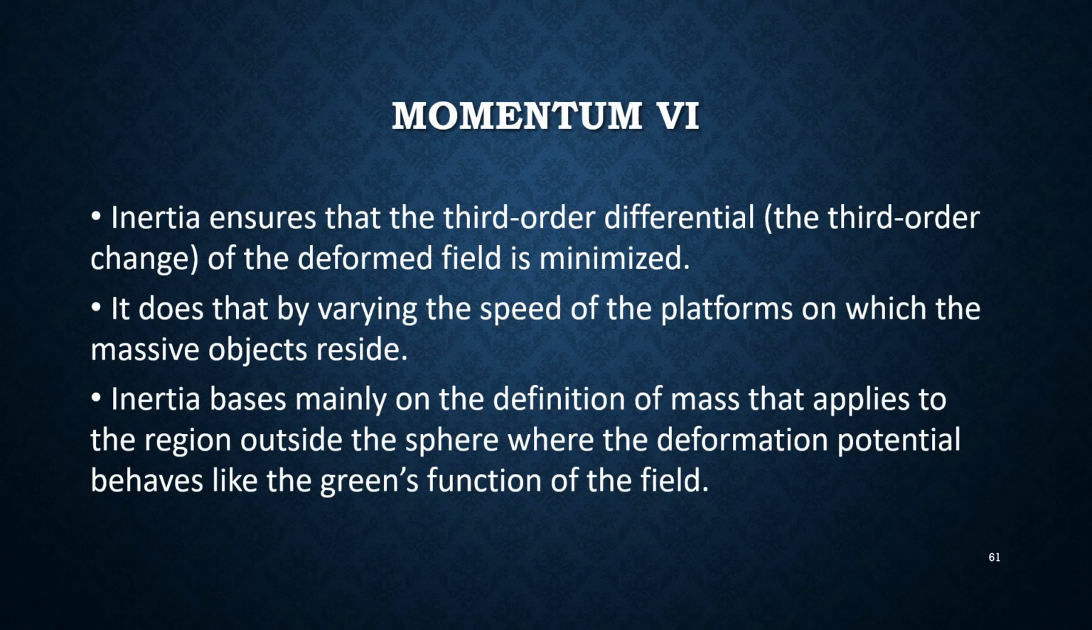Inertia ensures that the third-order differential, the third-order change, of the deformed field is minimized. It does that by varying the speed of the platforms on which the massive objects reside. Inertia bases mainly on the definition of mass that applies to the region outside the sphere where the deformation potential behaves like the Green's function of the field.